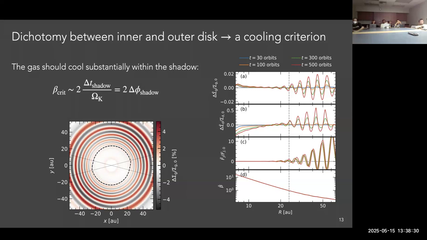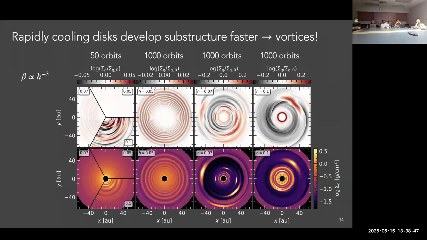And this is a very simple argument. It doesn't come from linear analysis or anything. It's a simple hand-wavy argument: I would need the gas to cool substantially in the shadow in order to produce a strong spiral, which will then produce a strong angular momentum flux, which will then produce rings. Andrew, I hope this answers your question.